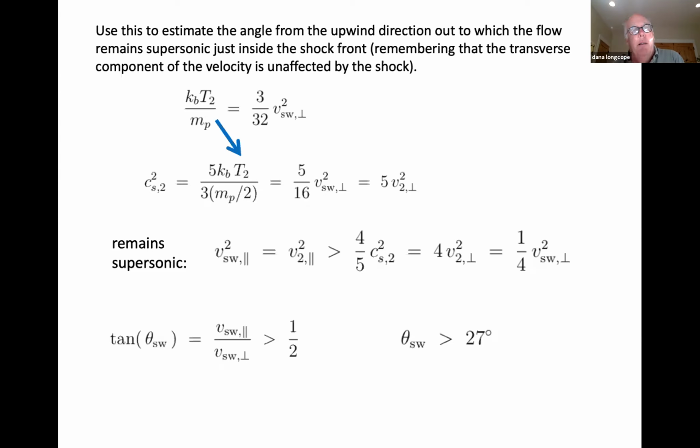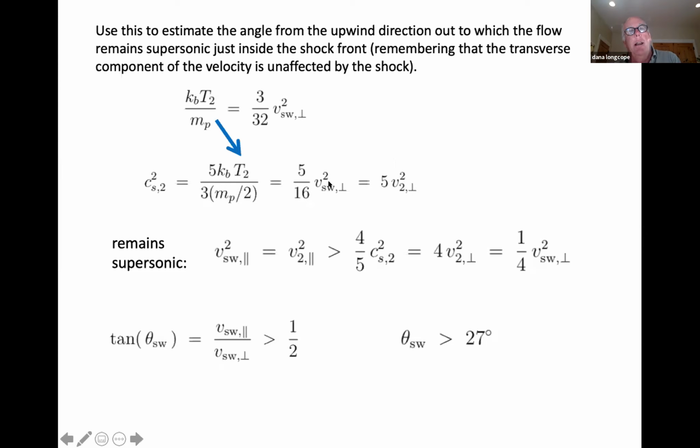Your density goes up by a factor of 4, your velocity goes down by a factor of 4. That's kind of common knowledge. The thing that people sometimes forget is your Mach number just goes, no matter what it was before, to 1/√5. Okay. However, that's just normal to the shock.